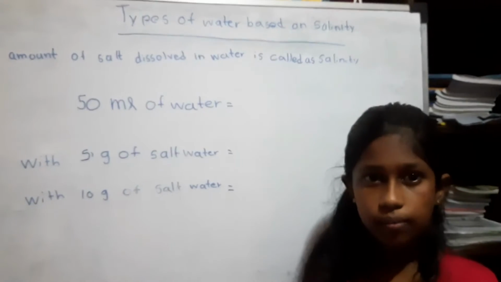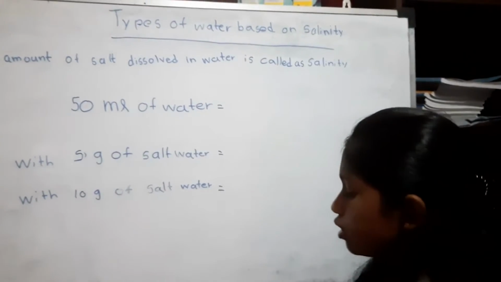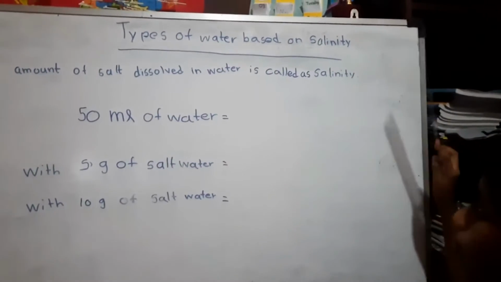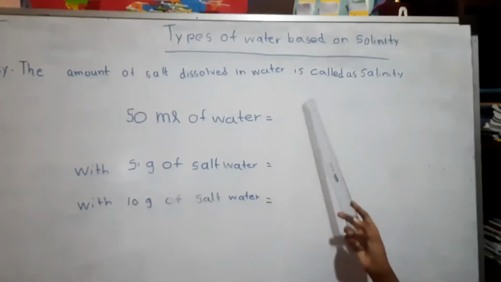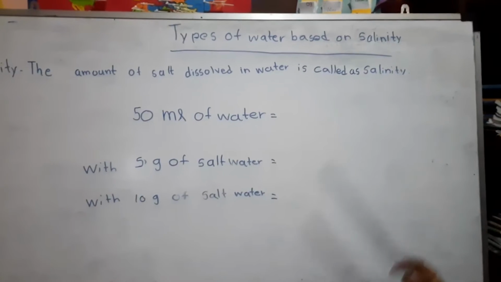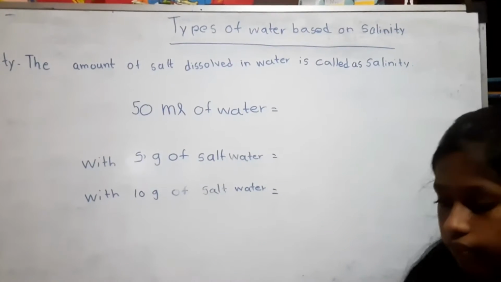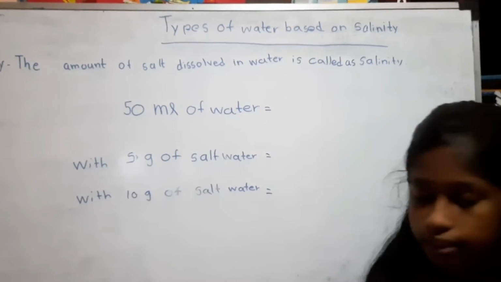I am going to do a simple experiment. It is types of water based on salinity. What is salinity? Salinity is the amount of salt dissolved in water. Now let's do the experiment.